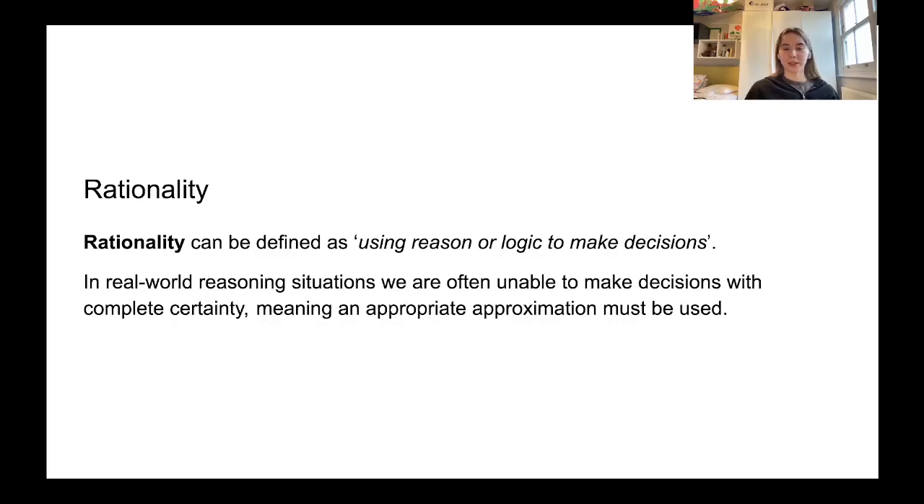First thing we need to do is define what rationality actually is. In this lesson we're going to be defining rationality as using reason or logic to make decisions. Now as humans we like to all believe that we're fairly rational in making decisions, but in real world reasoning situations we're often unable to make decisions with complete certainty. So we have to use some sort of approximation instead.